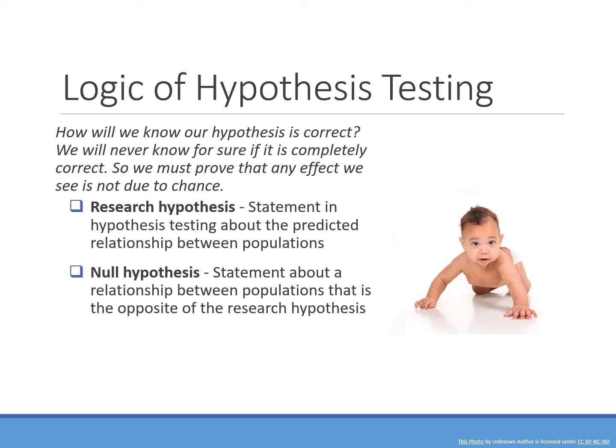And then we have what we call a null hypothesis. Null just means nothing. It doesn't work. The hypothesis didn't work, okay? And so we call this a null hypothesis, and I'll show you some things about the null hypothesis in just a few minutes. But it's a statement about a relationship between populations that is the opposite of the research hypothesis, okay? And we're going to talk a lot about the null hypothesis in today's lecture.